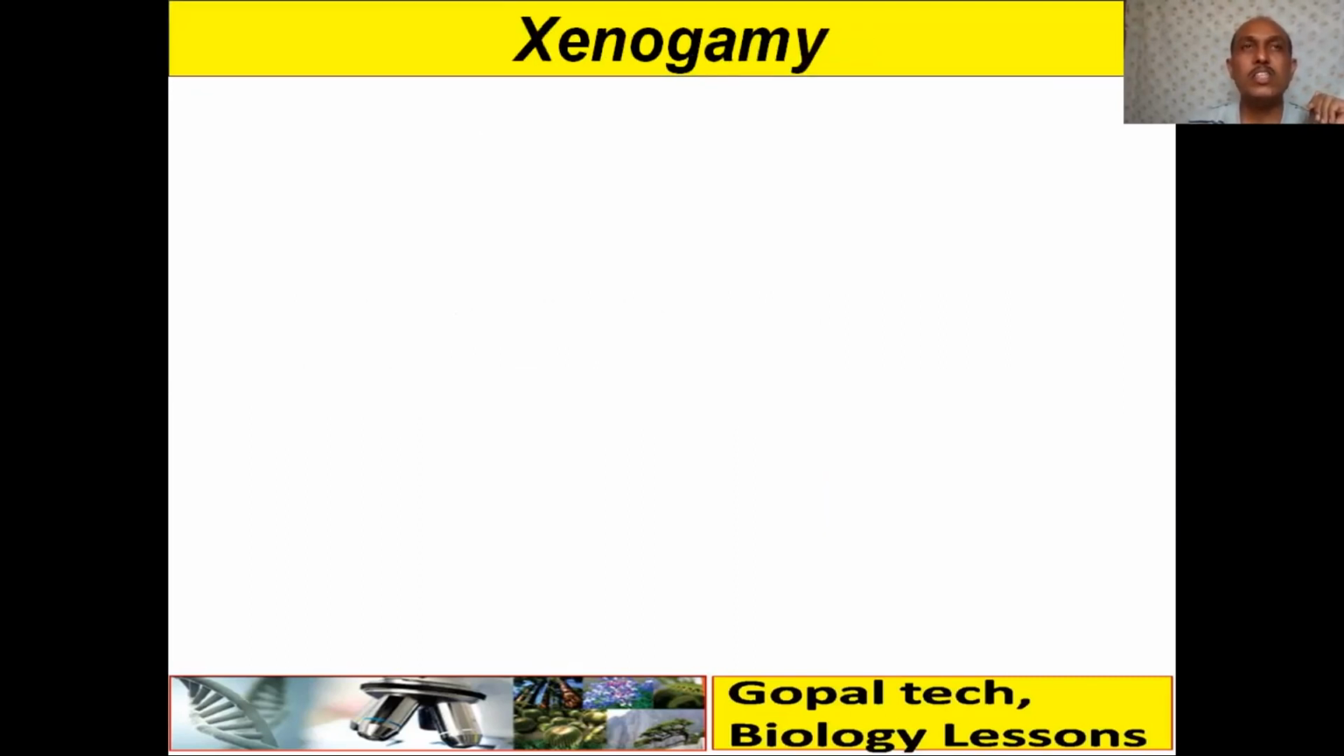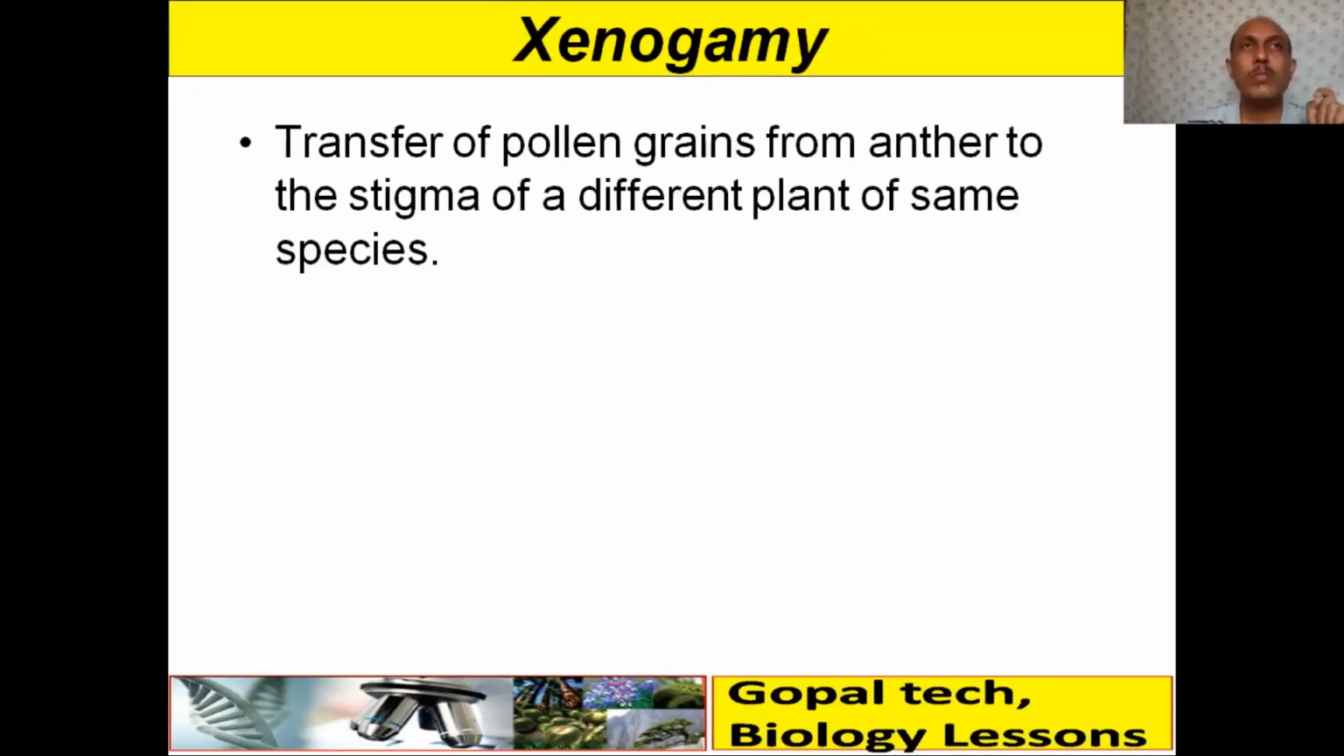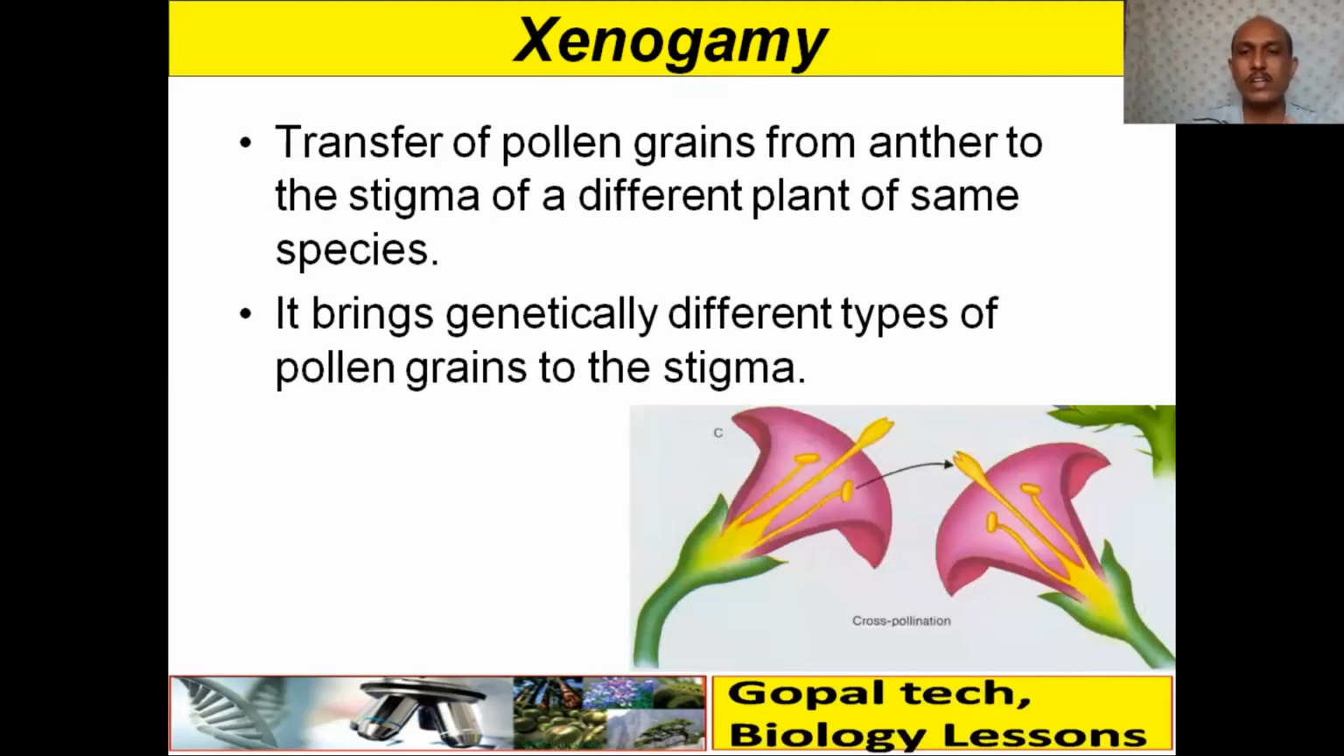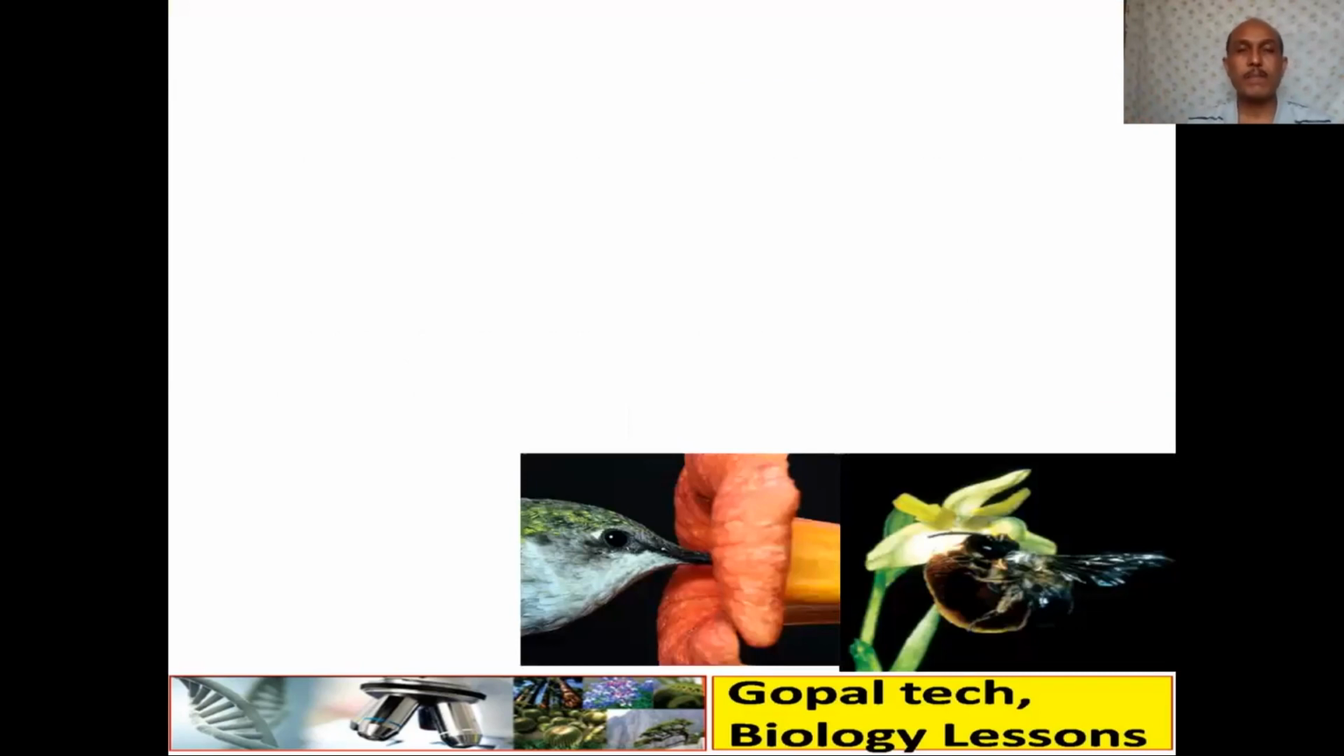Now the third is xenogamy. Transfer of pollen grains from the anther to the stigma of a different plant of the same species. Now the plant is different, the flower is of course different. Plants are also different. It brings genetically different types of pollen grains to the stigma. Here, like that, A flower, B flower. So vice versa. Okay. But the species is the same.